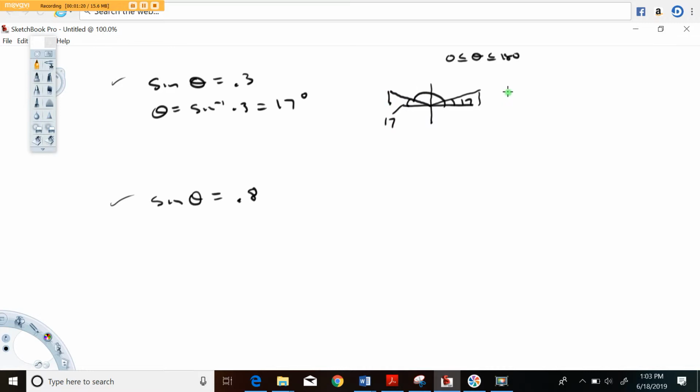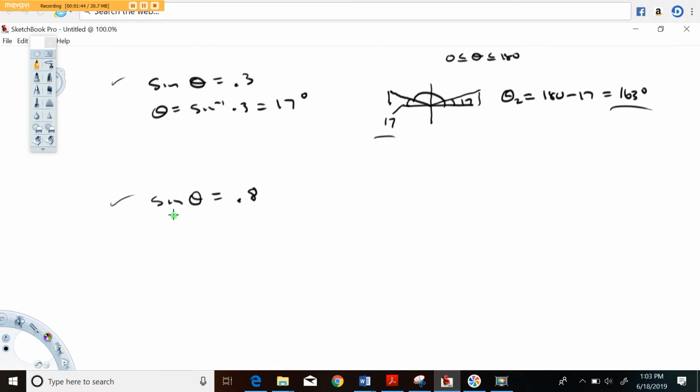And that second angle, I'll call it theta 2, is going to be 180 minus 17, or 163 degrees. Both of these angles, both 17 and 163, should have a sine equal to 0.3. Yeah, they do. Okay. Let's try this one.